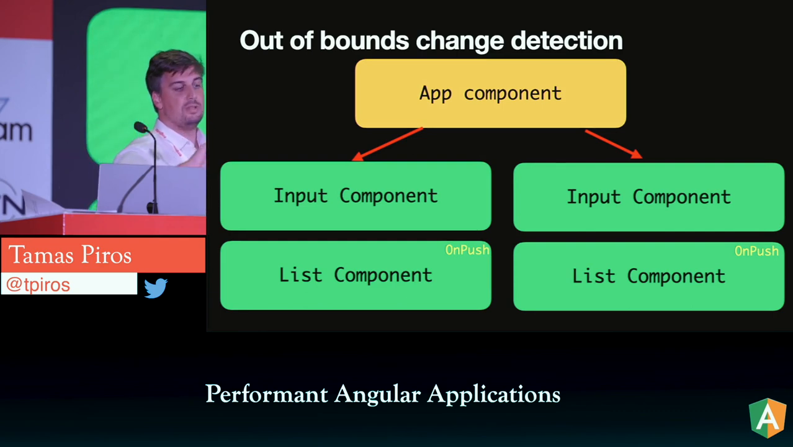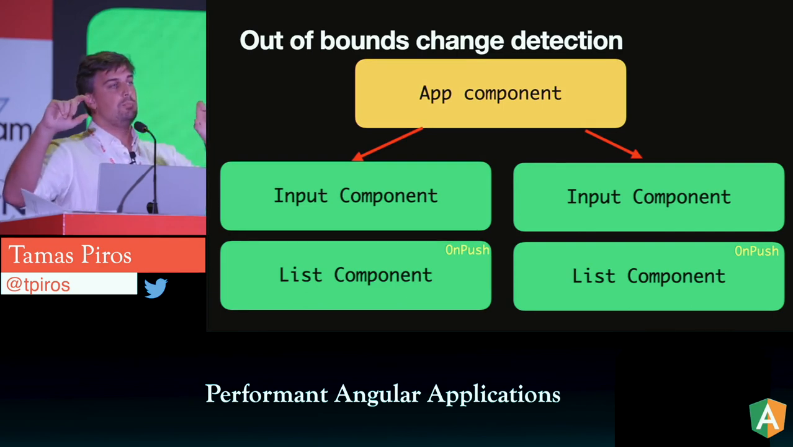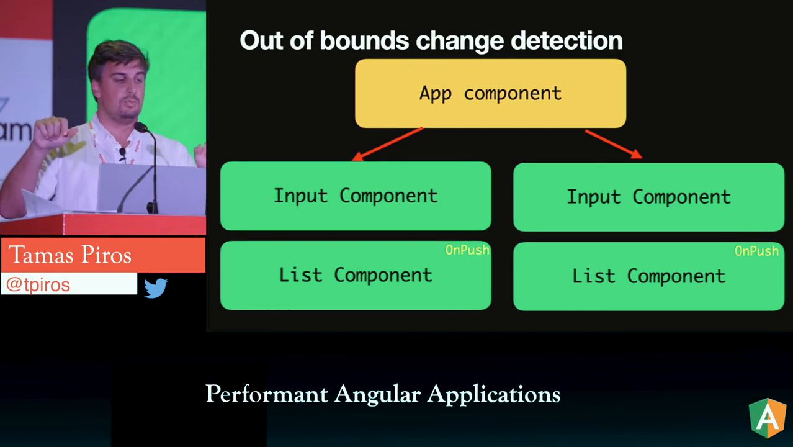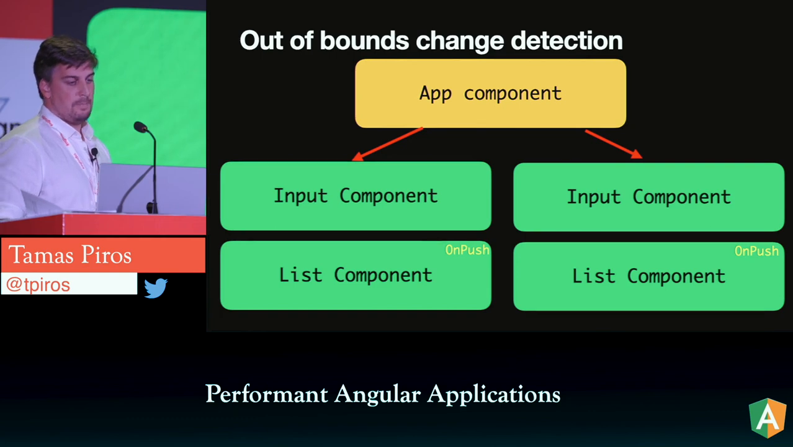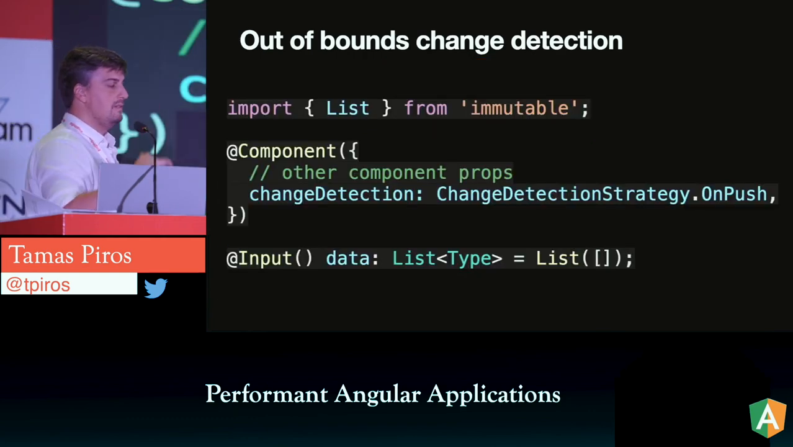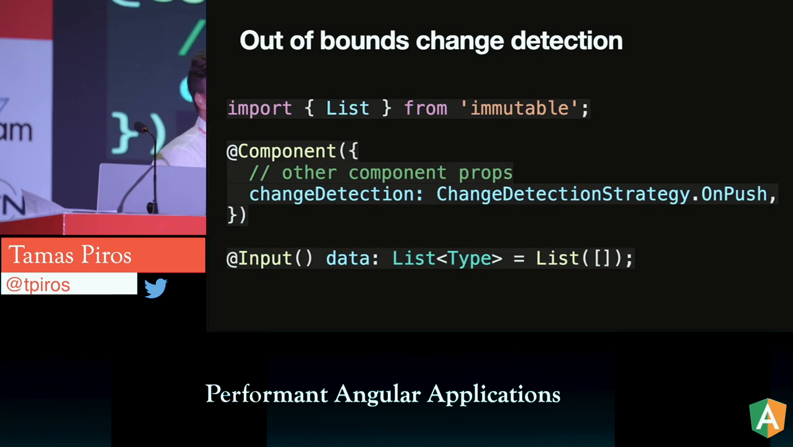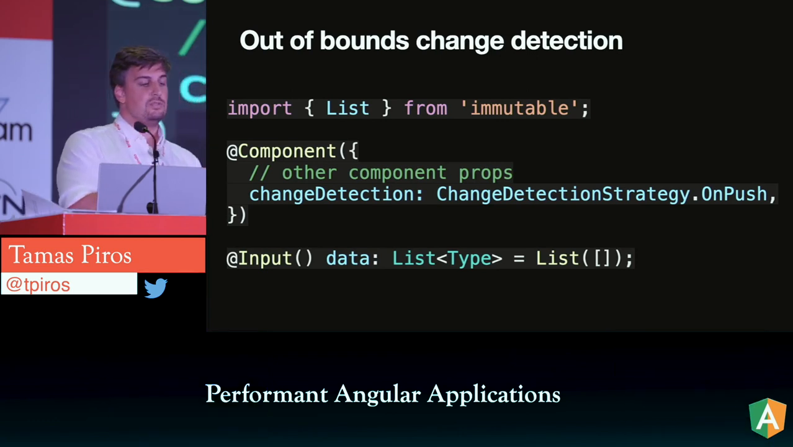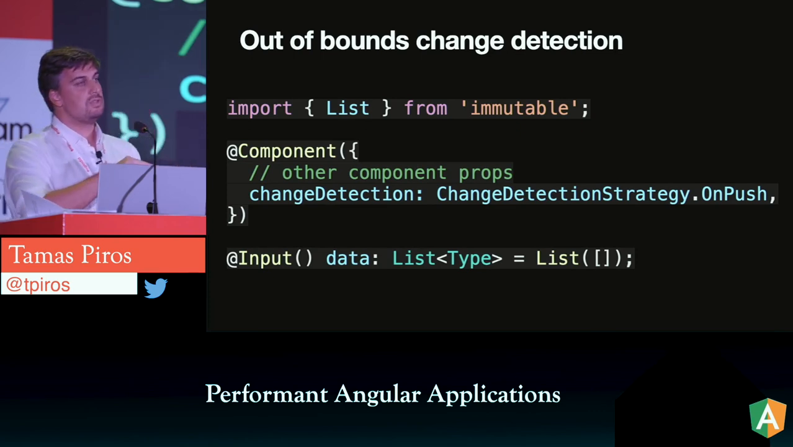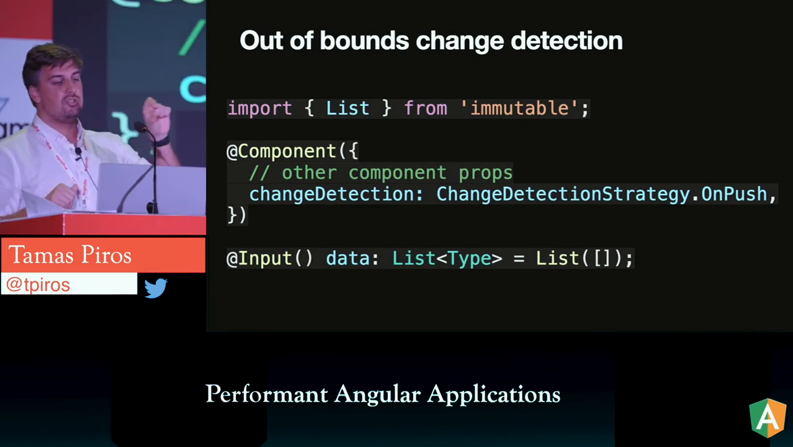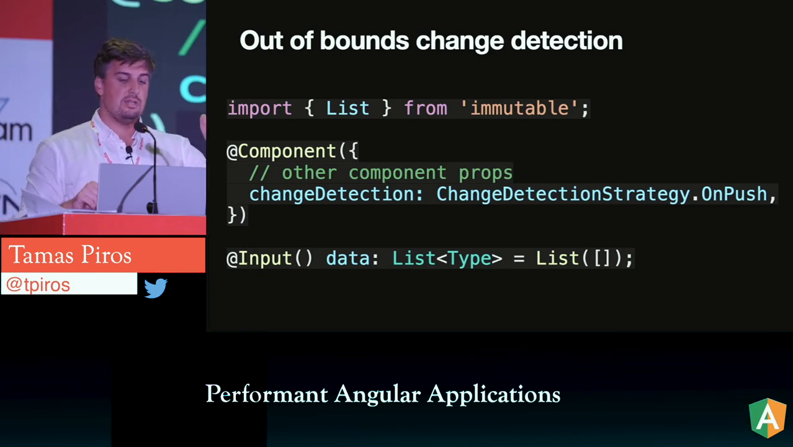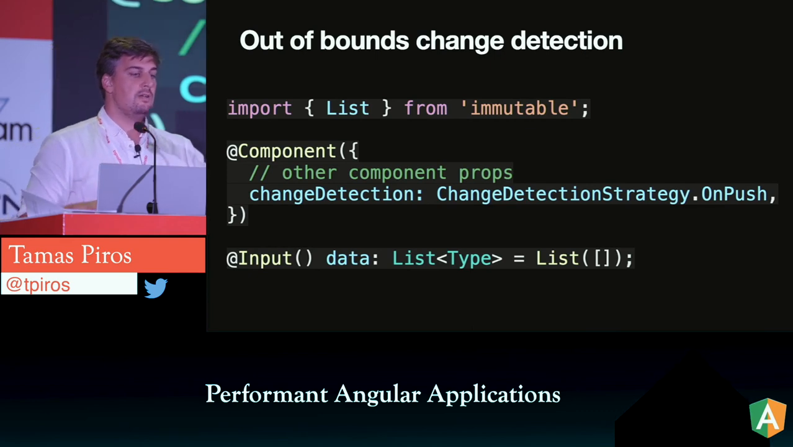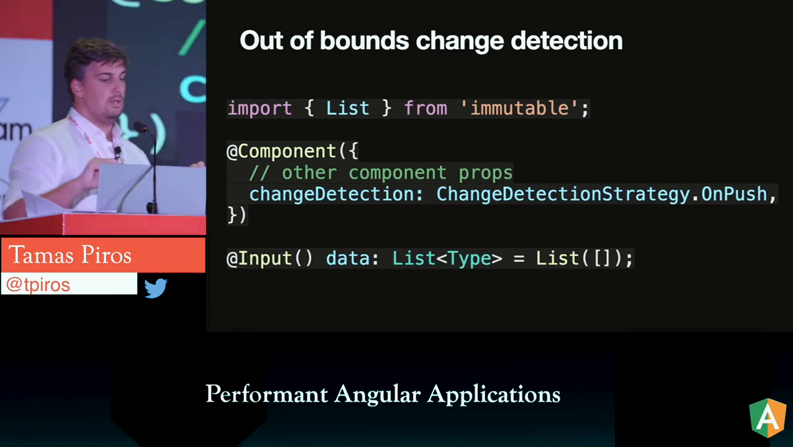So still you have the app component, and then instead of just the two airport components, you now have two input components and then two list components with the on-push change detection strategy. In terms of code, and these are just very small code snippets, you import List from Immutable.js, you then change your input data to take that list as opposed to just a standard array, and then in the middle you see the change detection strategy, so you can change that to .OnPush, and that is now going to apply the OnPush change detection strategy in the component where you have enabled that line of code.